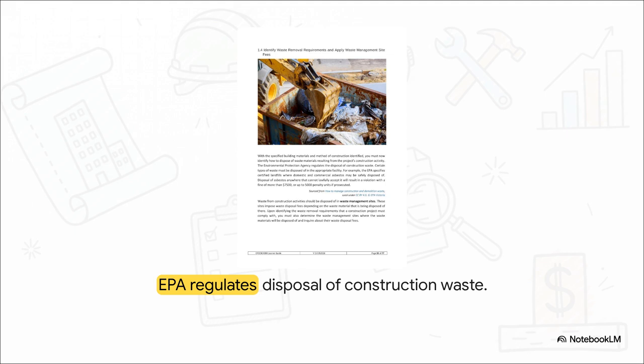Construction generates a massive amount of waste, and you can't just toss it in a standard bin. The Environmental Protection Agency, the EPA, strictly regulates how you dispose of it. For certain types of waste, the EPA mandates that they go to appropriate certified landfills, and those specific sites impose mandatory disposal fees. So, you have to figure out where the site is, how you're transporting the waste there, and exactly what those site fees are going to be.